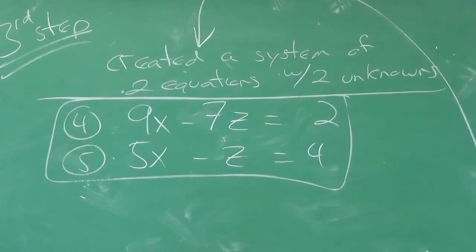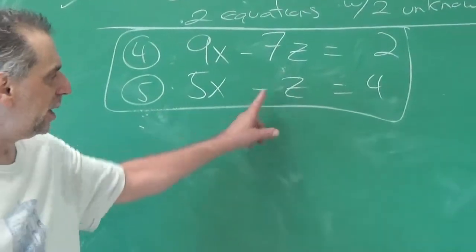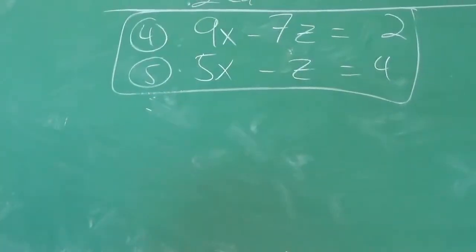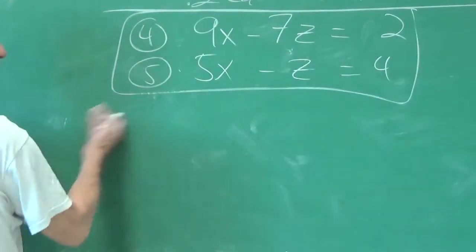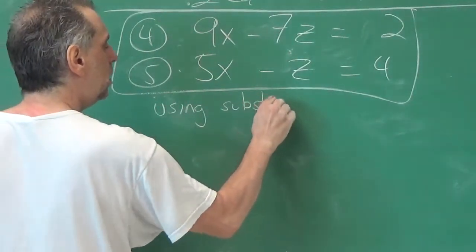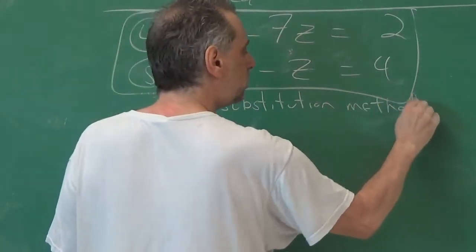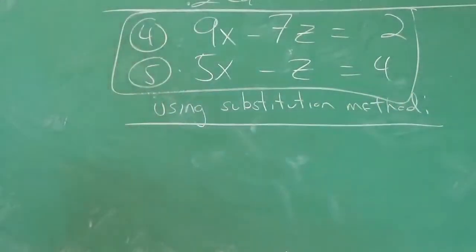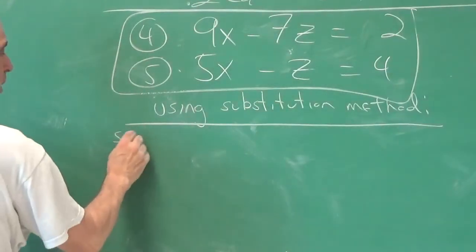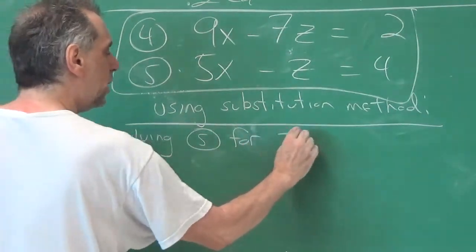In this case, substitution wouldn't be so bad because we got the z sorted by itself. We could pull that over here and plug it in. Let's do that since mostly we're going to use elimination methods. Whenever we have a good opportunity for substitution, we may as well illustrate it. So here we're going to use the substitution method, and I'm going to solve equation 5 for z.